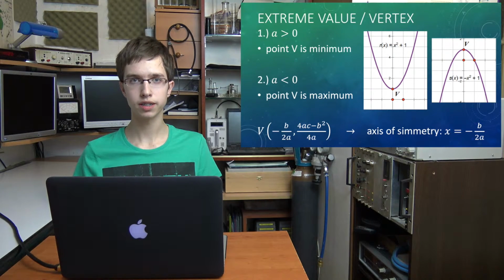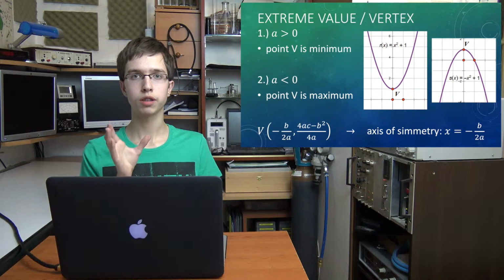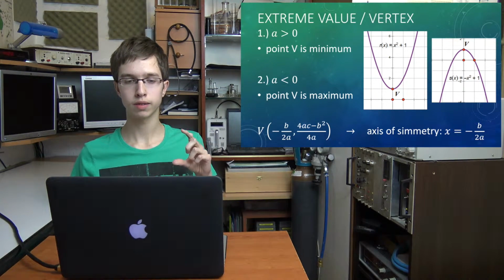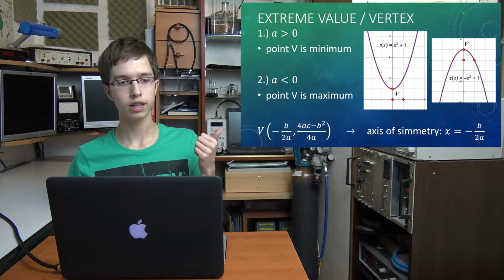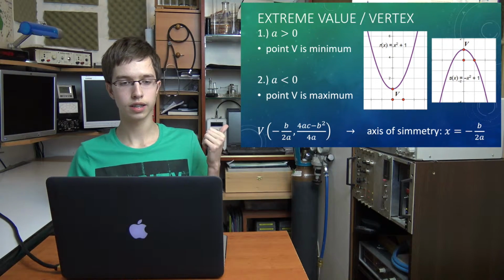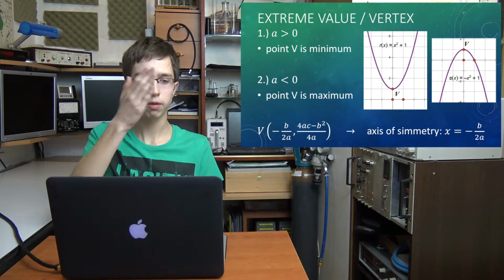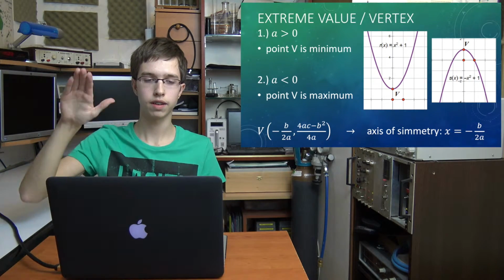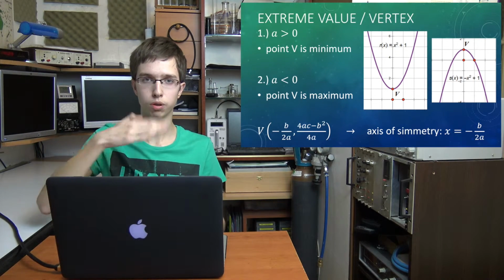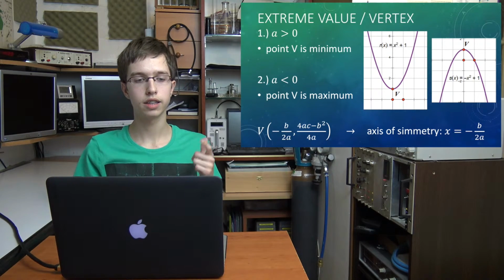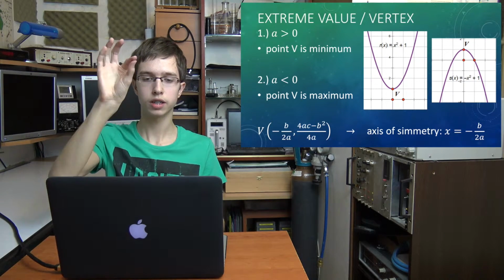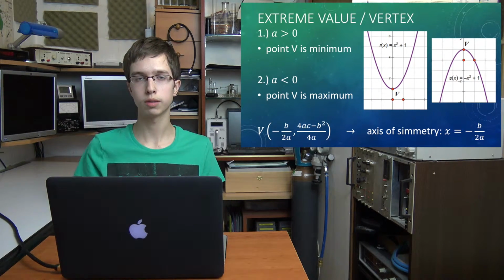Extreme value or vertex is the extreme value which quadratic function has. And for this we have two examples and two cases. In the first case, when the a coefficient is greater than 0, and we can see that example on the left hand side, we have a parabola in a form like this, and then point V, so the vertex of quadratic equation, is at the bottom, we could say the bottom of this parabola. And in the second case, where a is smaller than 0, then the parabola has this form and the vertex is then at the top of this parabola.